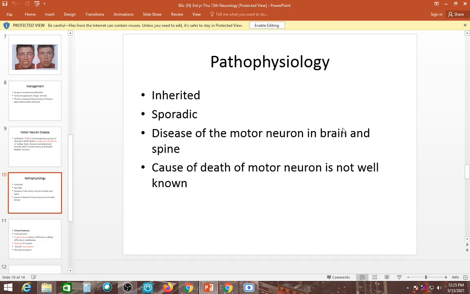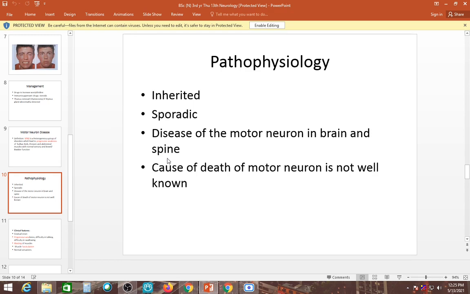What is the cause of this disease? It can be inherited or it can be sporadic. It is a disease of the motor neuron in the brain and the spine. It is a disease of the motor nerve cells in the brain and the spine. There are many types of nerve cells called neurons. It can be motor, it can be sensory, it can be special sensory, it can be autonomic. But this disease affects only the motor.